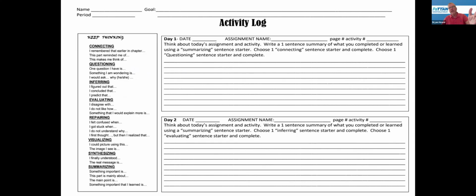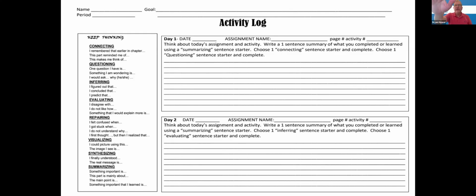Each day, I had question starters to help those with language barriers. Each day, this is their ticket out the door. Think about today's assignment activity. Write one summary sentence: what you completed or learned using a summarizing sentence. They could take one of these summarizing starters, put it in there, and just finish it and fit it in. So that's why I made it very simple for them.